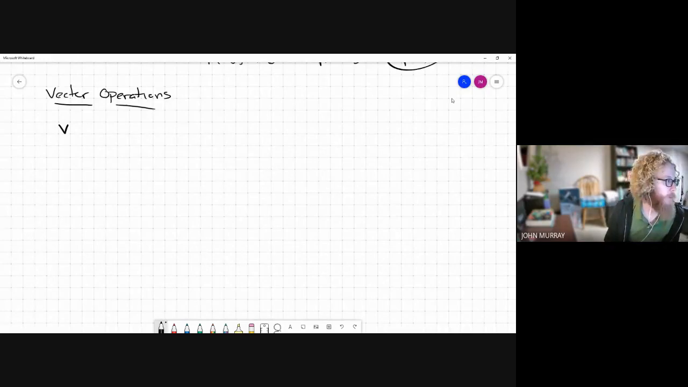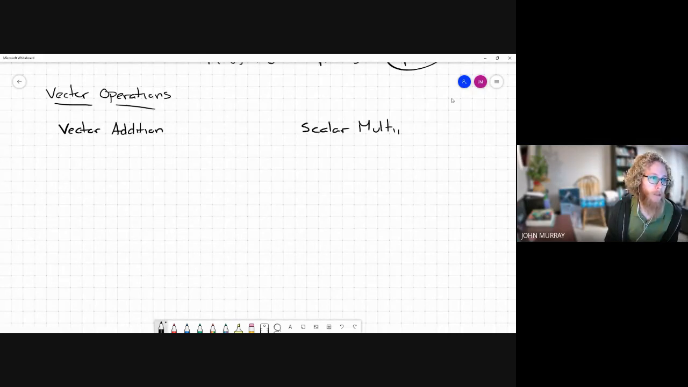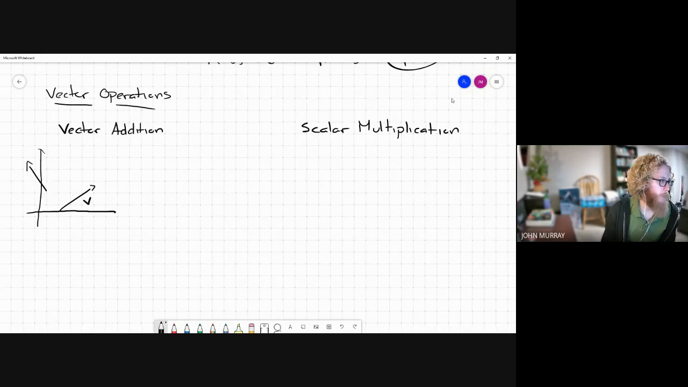We have vector addition, and then we have something called scalar multiplication. With vector addition, just a rough sketch, say I have two vectors. I have v here, and then maybe u going this way.